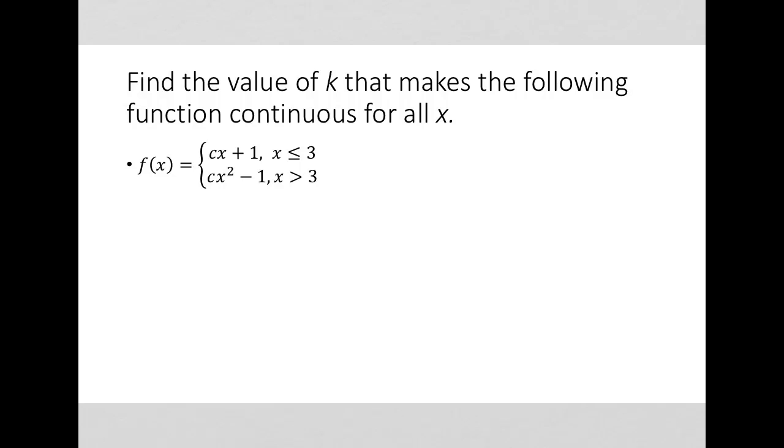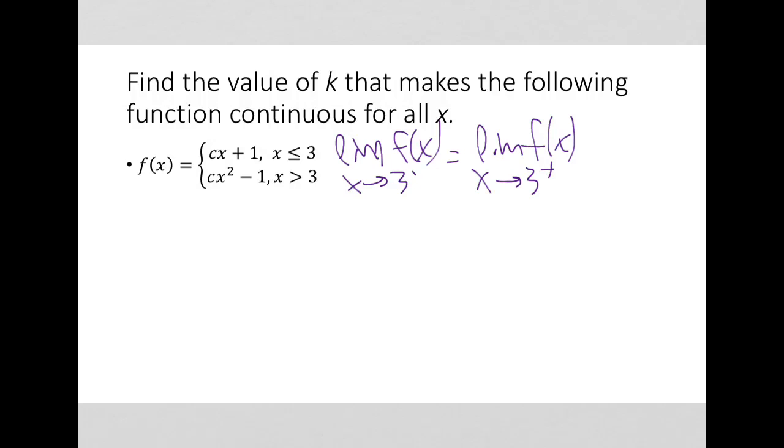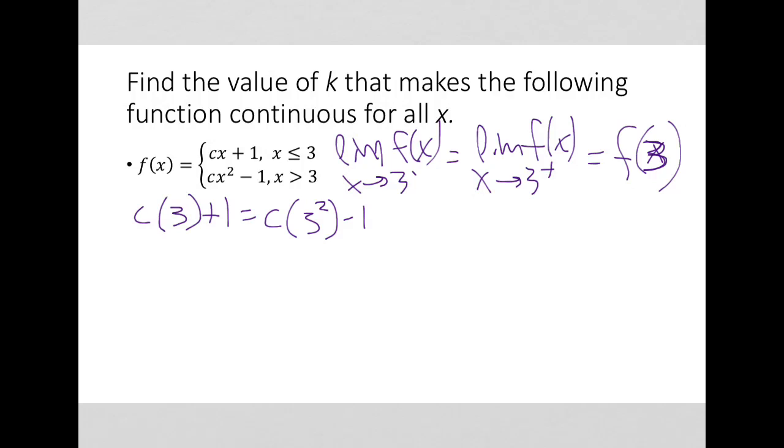So let's now look at this function. Again, same idea. We need the limit of f of x as x approaches 3 from the left to equal the limit of f of x as x approaches 3 from the right. We also need that to equal the value of the function there, f of 3. So let's plug in directly and see what happens. So c times 3 plus 1 needs to equal c times 3 squared minus 1. And so we get 3c plus 1 equals 9c minus 1.